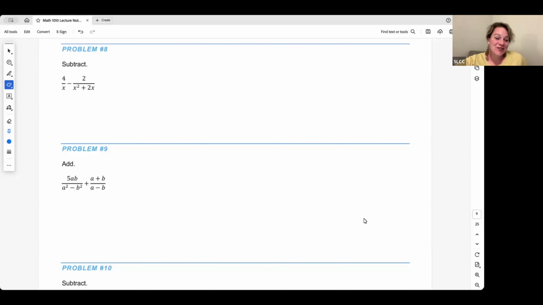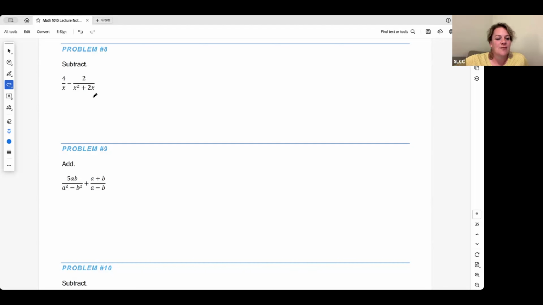Hello, today we're going over section 4.3, adding and subtracting rational expressions. In this video, we're going to go over problem number 8, number 9, and number 10. Recall that in order to add or subtract a rational expression, you start by finding a common denominator. Then you fix the numerator, then you combine like terms, and you're there.